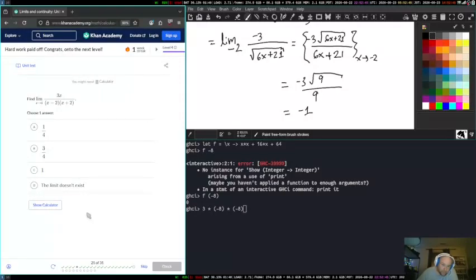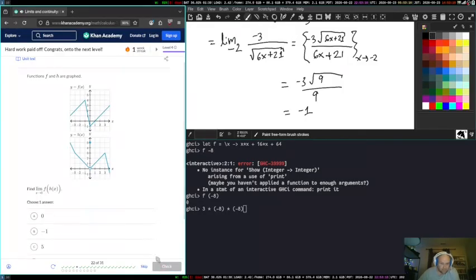Limit as x approaches 4 is 12 divided by 2 times 6, so it's 1. Huh? Okay, so f of 0 minus 1.